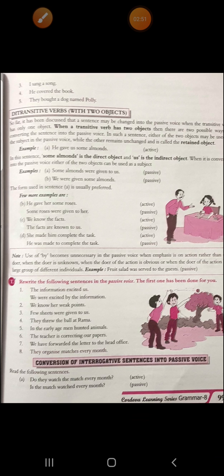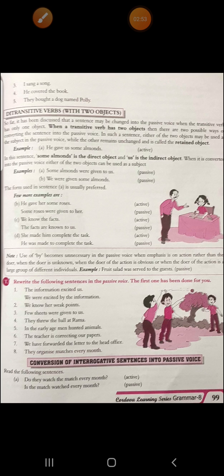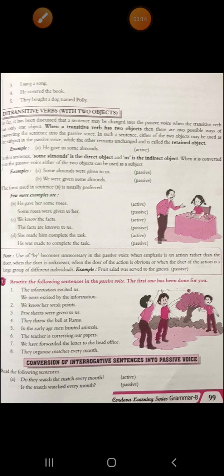We becomes us. Third, few sheets were given to us. This is the question. What will be the answer? Us becomes we. We were given few sheets by them. Fourth, they threw the ball at Ram. The ball was thrown at Ram by them. Fifth, in the early age, men hunted animals. What will be the answer? Animals were hunted by men in the early age.